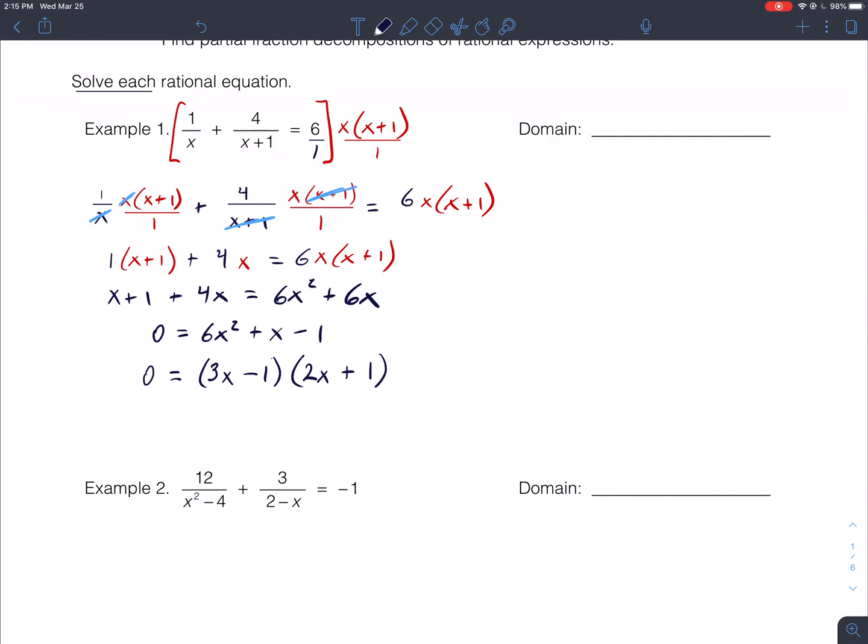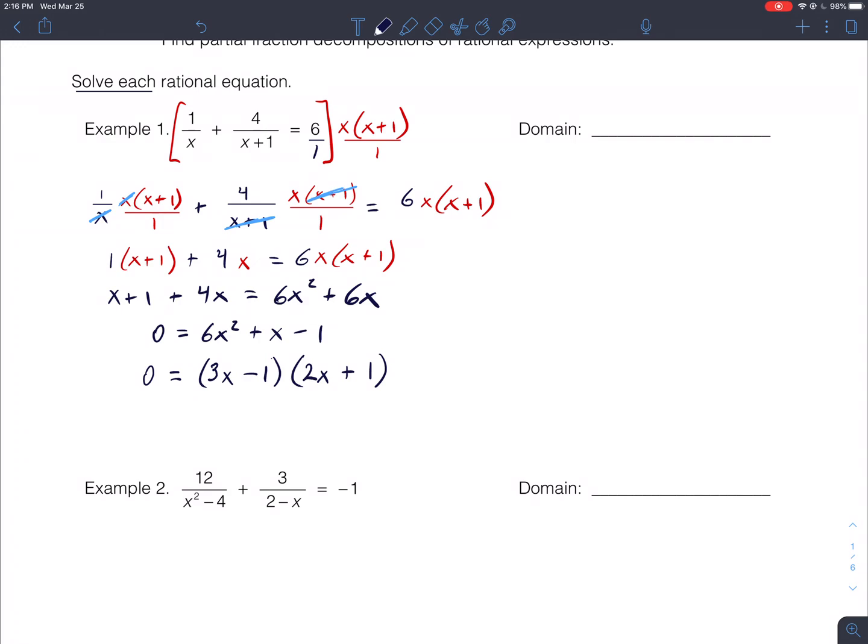Let me double check this. Positive 3 times positive 1, the outside product here, gives us positive 3x. Negative 1 times positive 2 is negative 2x for the inside product. And when you add positive 3x and negative 2x, you get positive 1x. When you multiply 3x and 2x, you get 6x squared. All right? So that is the correct factoring.